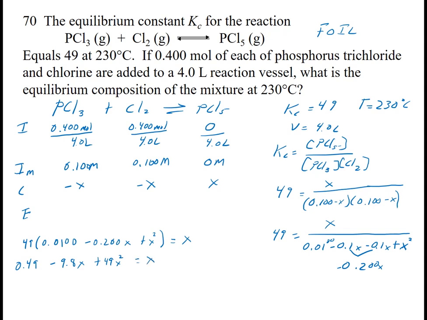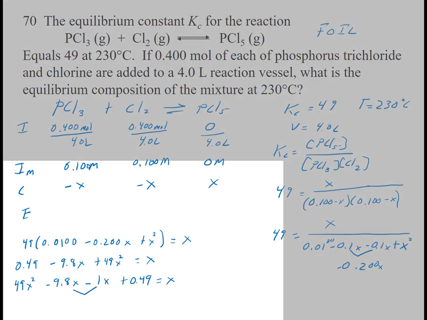So I'm going to do two things at one time. I'm going to put it into that order, and I'm going to move the x over because I want my a to be positive. So I have 49x squared minus 9.8x. I'm going to go ahead and put this one here, minus 1x plus 0.49 is equal to x. I combine these like terms.